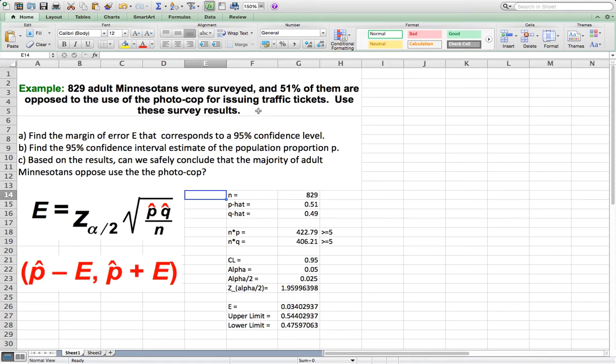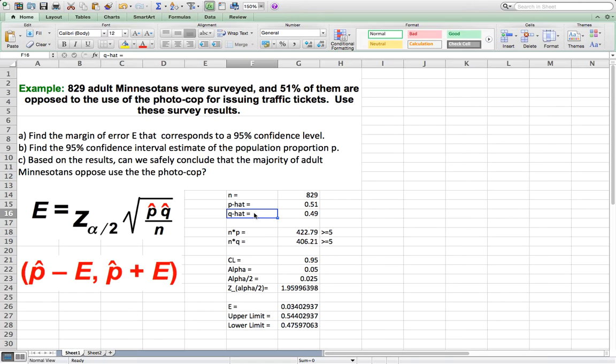Finally, we need at least 5 successes, where success means the adult opposes the use of the photocopy, and at least 5 failures, which means at least 5 people agree to use the photocopy. Now, how can we do that? We first type n equal 829, then p hat equal 0.51. Those are the conditions given, right?